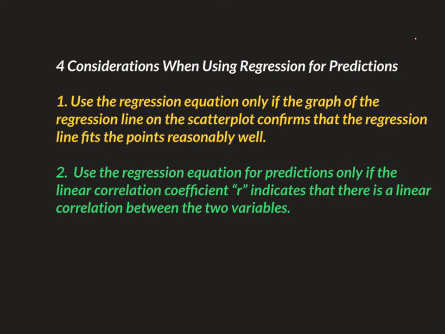All right, this is the biggest part of the day: 4 considerations when using regression. If you're going to use regression to make predictions, there are 4 things you really have to consider. Number 1, use the regression line only if the graph of the line on the scatter plot confirms that the regression line fits the points pretty well. Remember what we're going to do today.